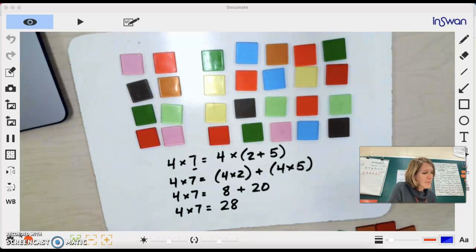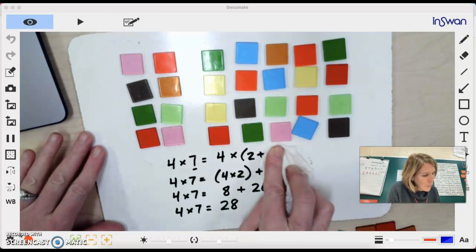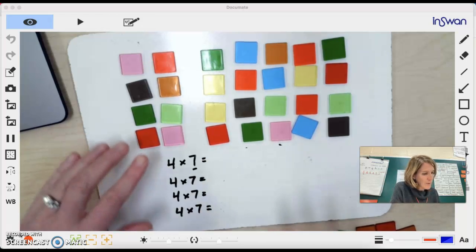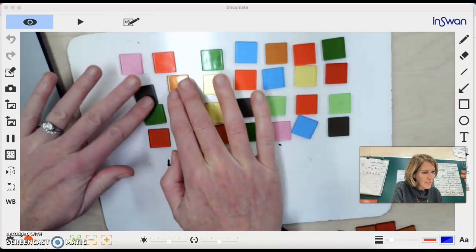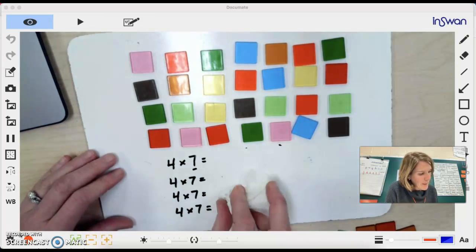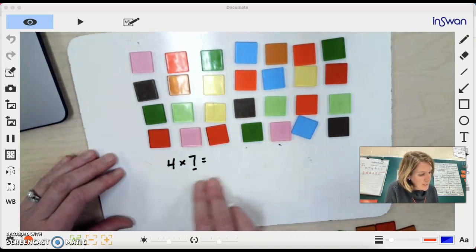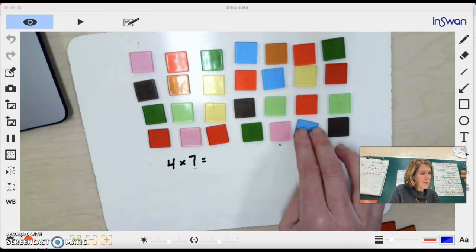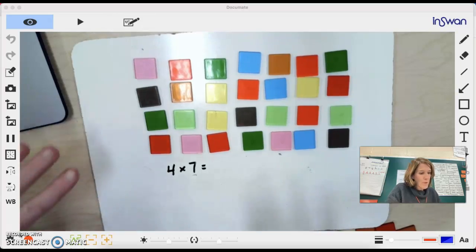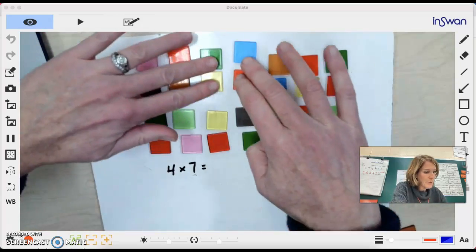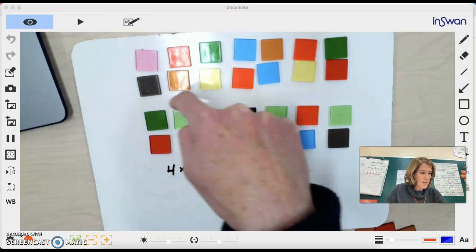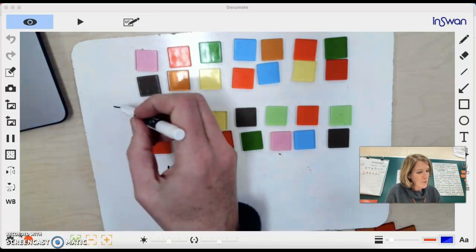Okay. Now, since we said we could do either factor, you ready? Now, let's put these back together. Here's my 4 times 7. Instead of doing the 7, let's break apart the 4. Okay? So I'm going to break apart the 4. I'm going to divide it into 2 and 2, because that's easy. I know my doubles facts.